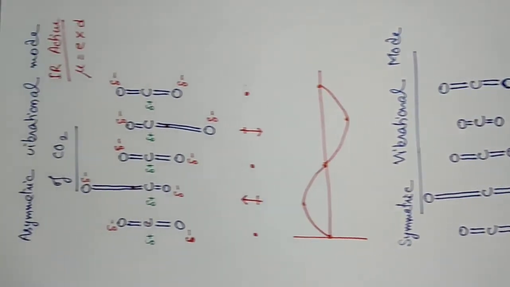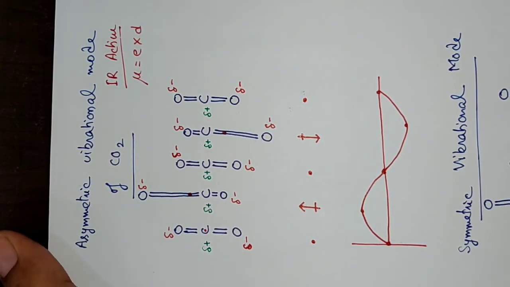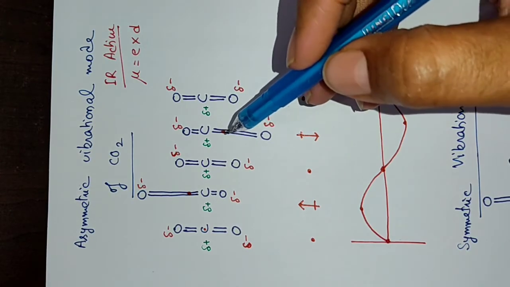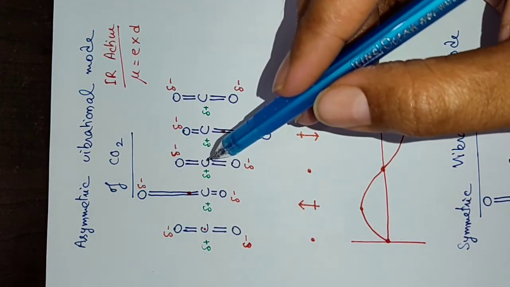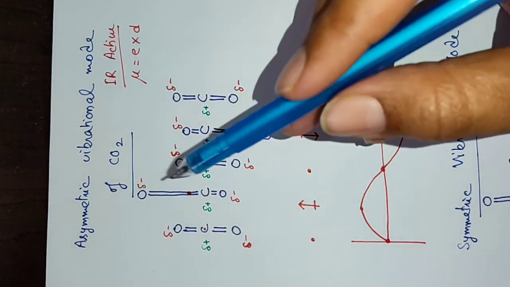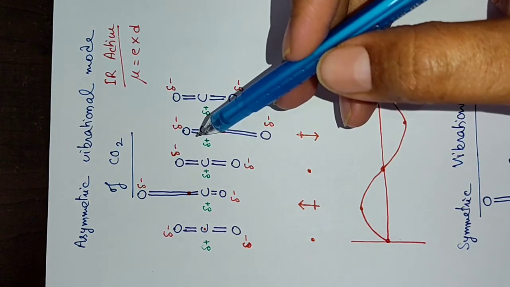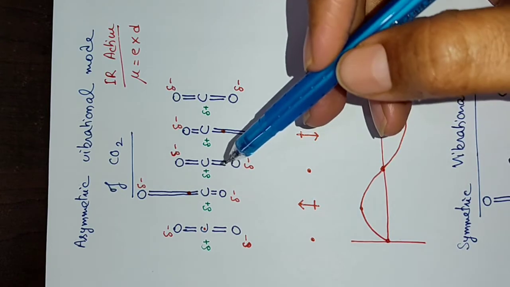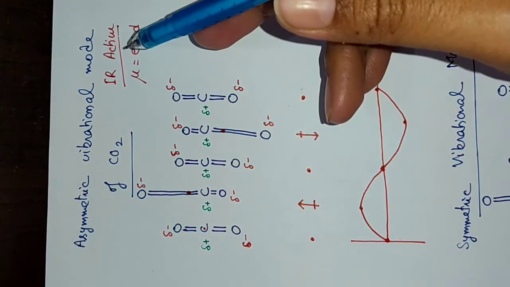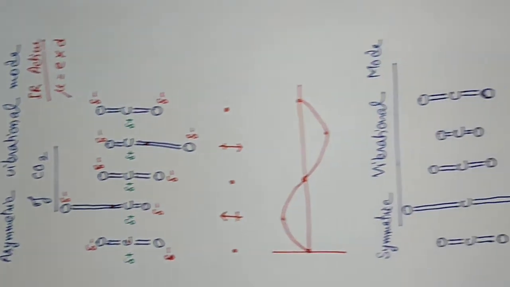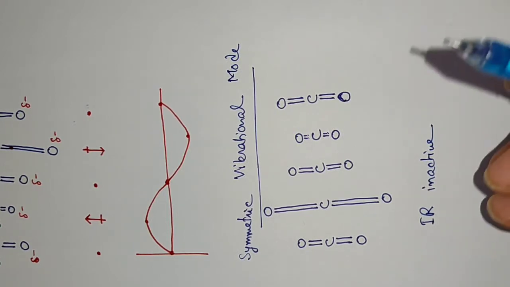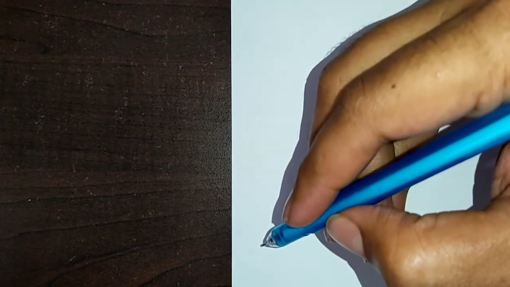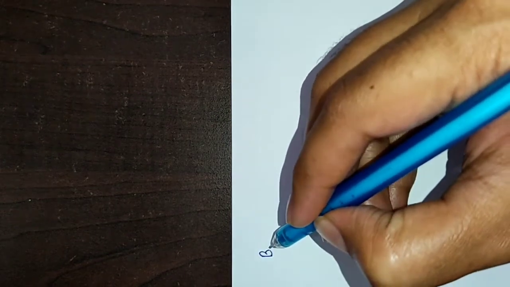But here, in case of asymmetric vibrational mode, the oscillating dipole moment that is associated with the asymmetric vibration will help the molecule to interact with the electromagnetic radiation. So, it will be IR active and the symmetric vibrational mode will be infrared inactive. The remaining vibrations are the bending vibrations of carbon dioxide.